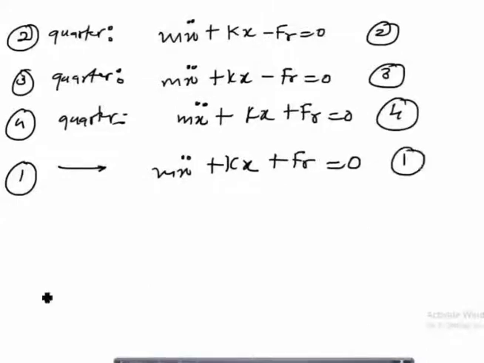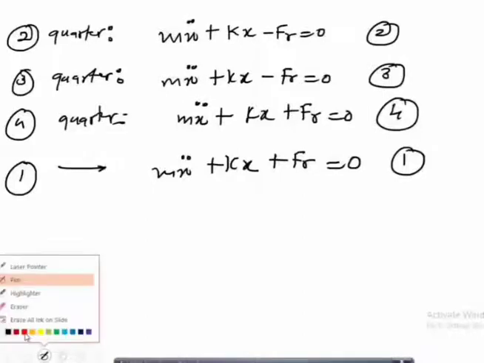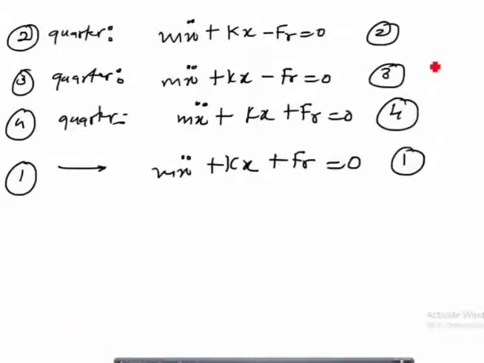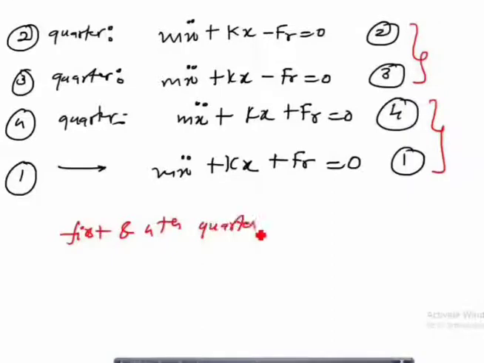Now guys, you can understand from all these four equations, after doing the analysis, that for the second and the third quarter you are getting the same equation. For the first and fourth part of the cycle you are getting the same equation. Now you can do the further analysis by considering any of the equations from 2 and 3 and any of the equations from 4 and 1. Let us say I am considering the first and fourth quarter of a cycle.